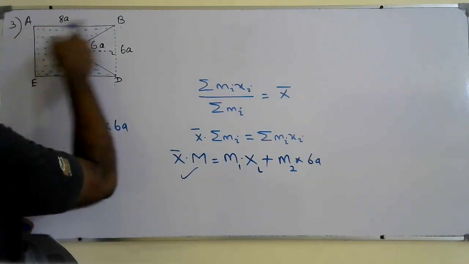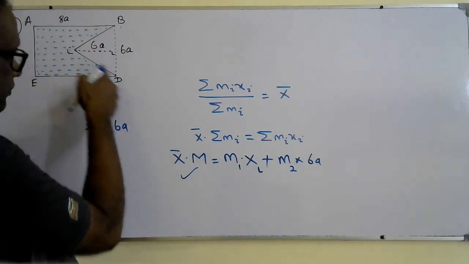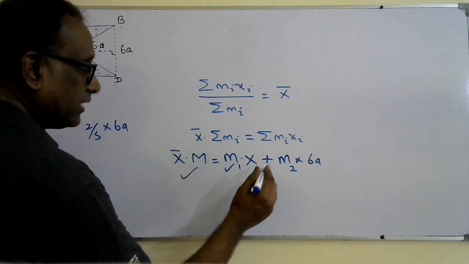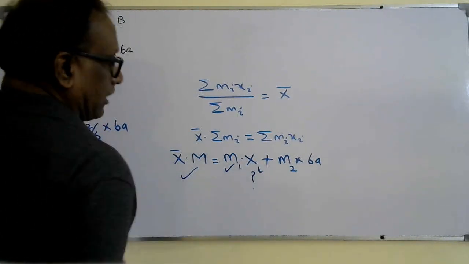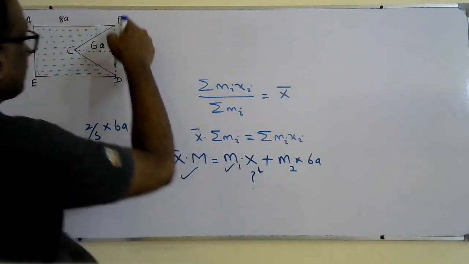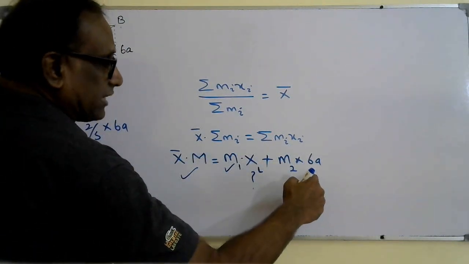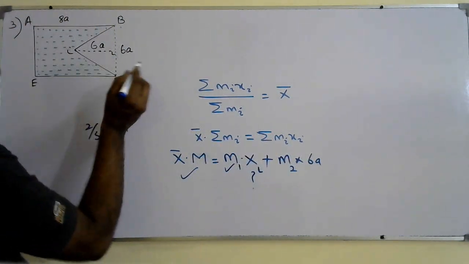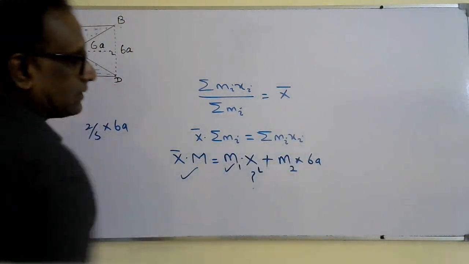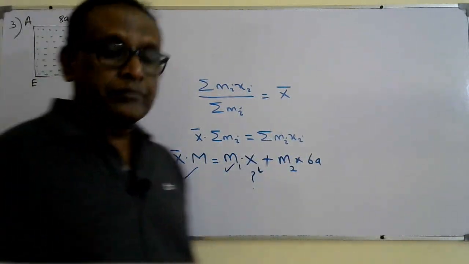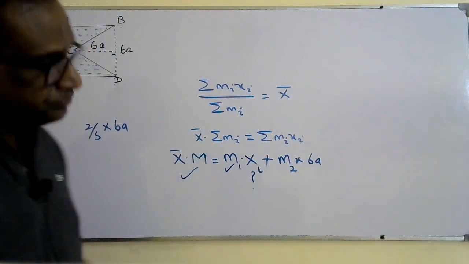We can find it: total mass of the rectangle minus mass of the triangle. That is M1, that we can find. We are going to find this one. This is the question. M2 is the mass of the triangle. The distance of the center of mass of the triangle from A, we know that. So from this we can find the XL. That is, we have to show 14 by 5A. That's the thing we are going to do now.